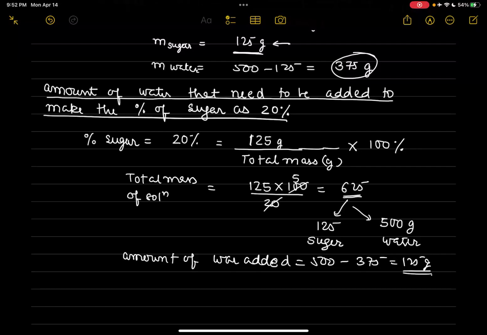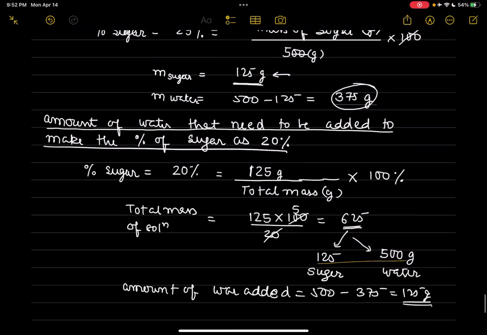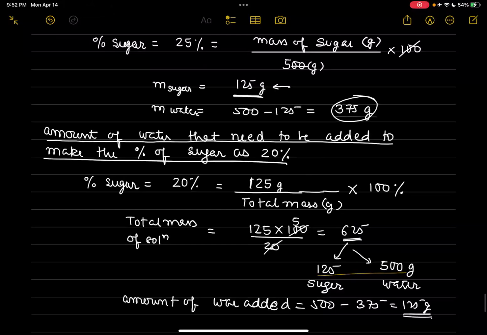I hope this is clear to you. Right? This is how you're going to do the calculation. Very simple. But read the data very carefully.